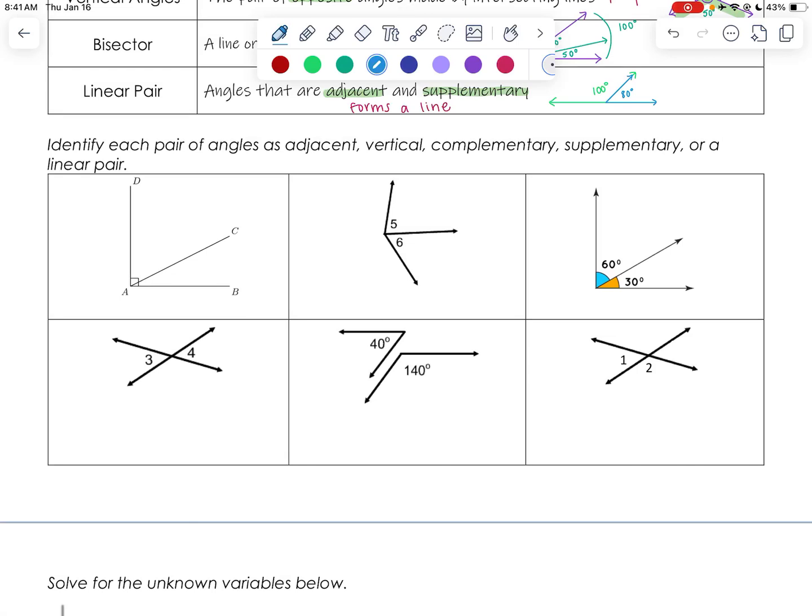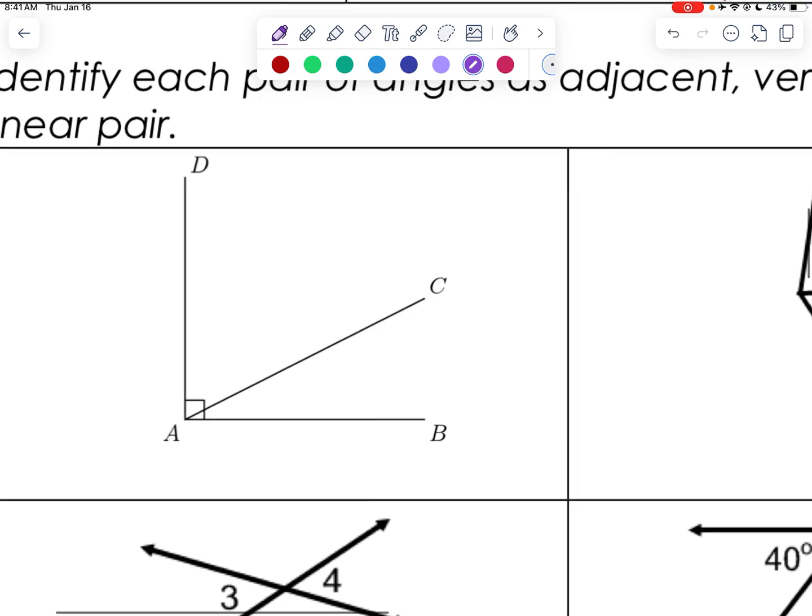So welcome back. Hopefully you took a minute to take a look at all of these angle pairs right here and try to identify what they are. So let's go ahead and jump on in.